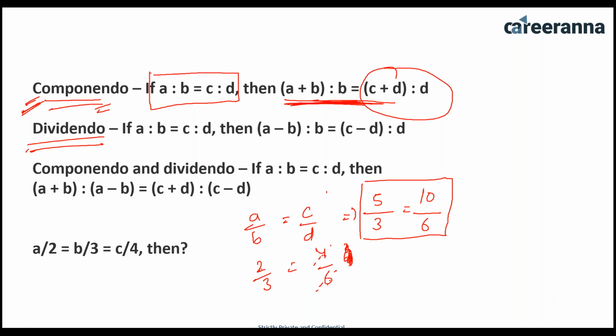Similarly, you can do it for dividendo. So if I subtract it, okay, Javed. Okay, I'll explain it again.